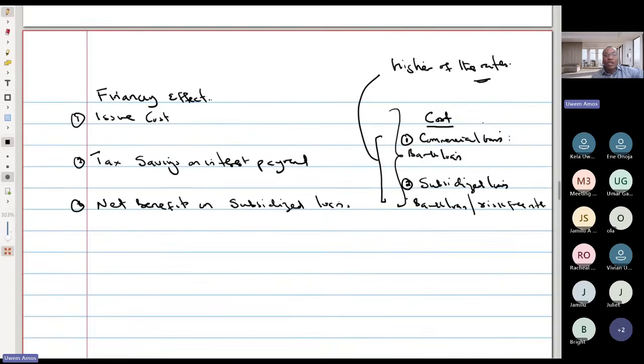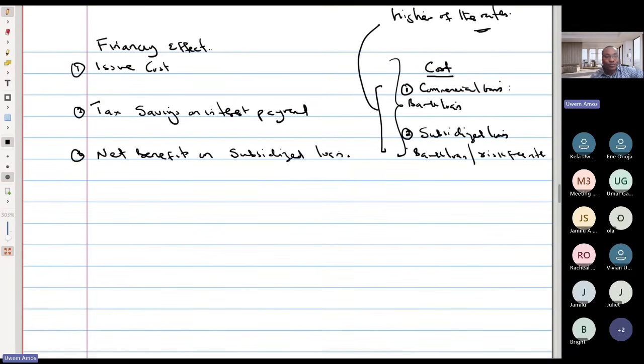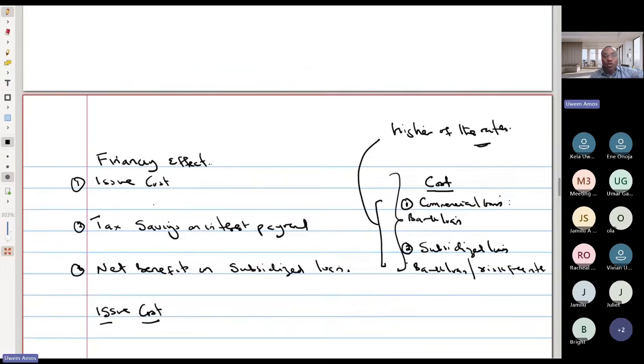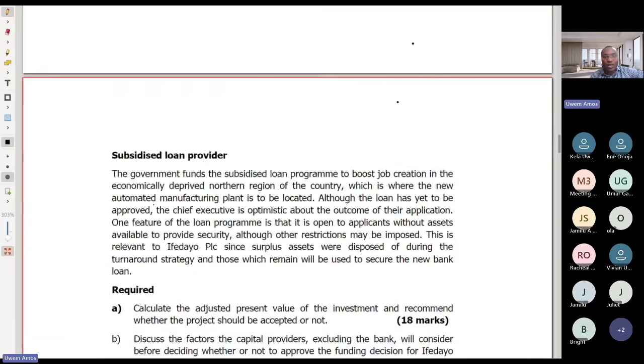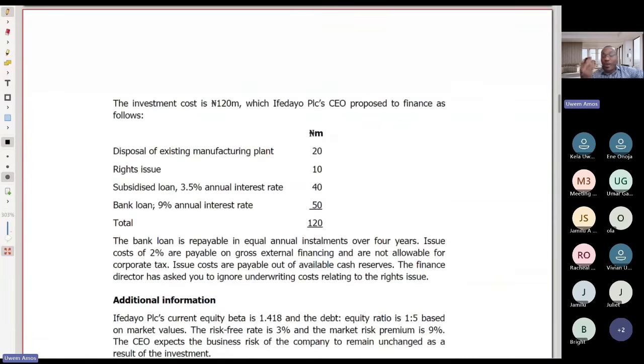All right, so let's begin our issue cost quickly. Let's get right back to our solution with our issue cost. The company is raising finance. What will be the issue cost for that finance? So let's go back to our question and see what the issue cost would be. We read it before in our previous class, so we're not going to read everything all over again. Just going to read this part.